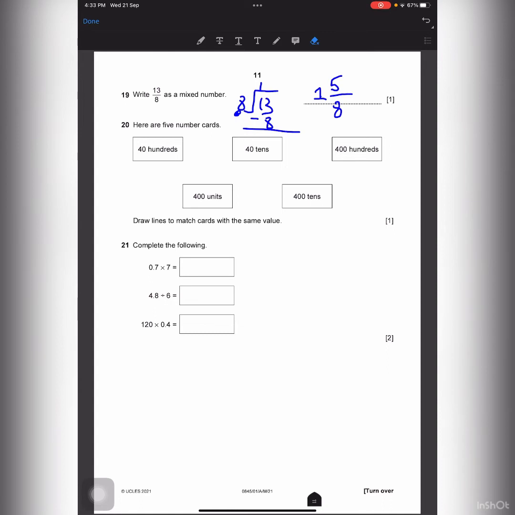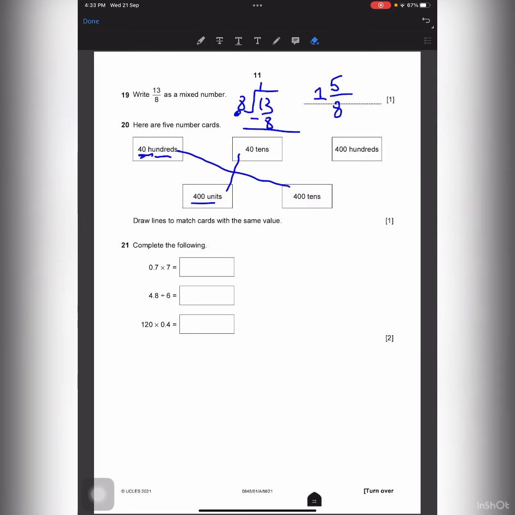So now next, here are 5 number cards. Draw a line to match cards with the same value. Well, as we all know, 40 tens and 400 units are the same. So we know that. Now 400 tens and 40 hundreds. Well, actually that is also the same, because as you can see, there's 40 hundreds, and this is also the same.